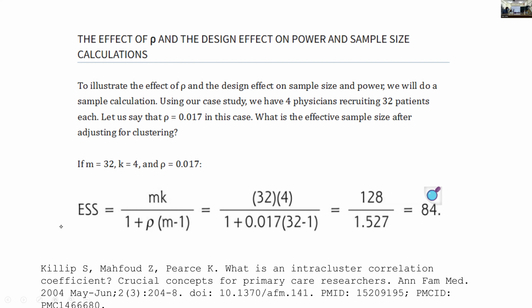The effective sample size is given by the formula MK divided by the design effect. So this is the design effect. Suppose your ICC is 0.017. If you apply it to this formula, your final estimated sample size is only 84. So this shows that overall the power you get from a cluster study is going to be much less than an individual controlled study.